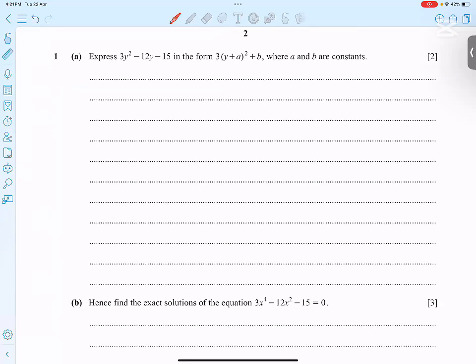So first of all, we have to express this in completed square form. You can see 3 is common. We can take 3 common from all 3 terms, or we take it only from the first 2 terms, both are okay.